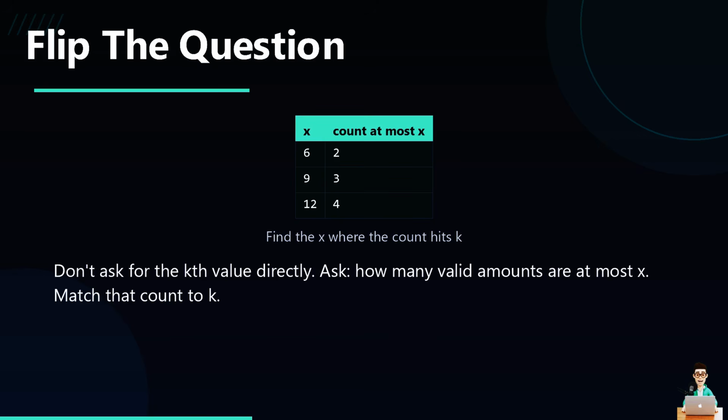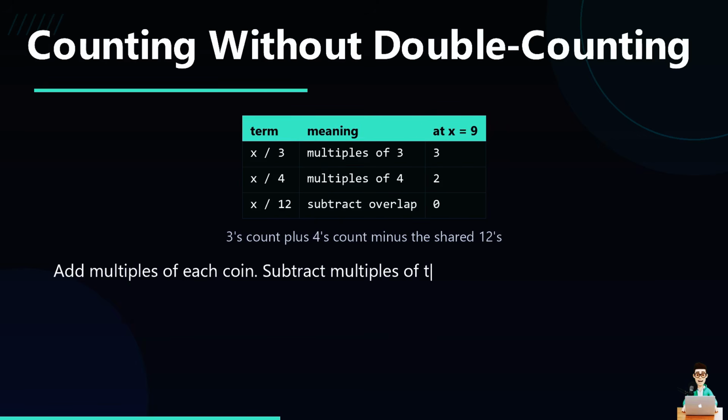Picture 2 raffles. 5 people won prize A, 4 people won prize B, but 2 people won both. Add 5 plus 4 and you've counted those 2 winners twice. Same problem here. Count multiples of 3 up to x: x divided by 3. Count multiples of 4 up to x: x divided by 4. But multiples of 12 got counted twice, so subtract multiples of the least common multiple once to fix it.